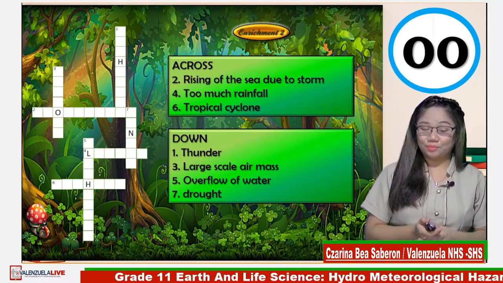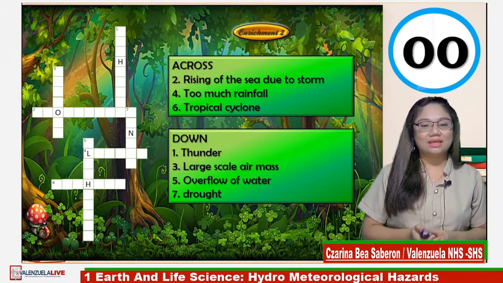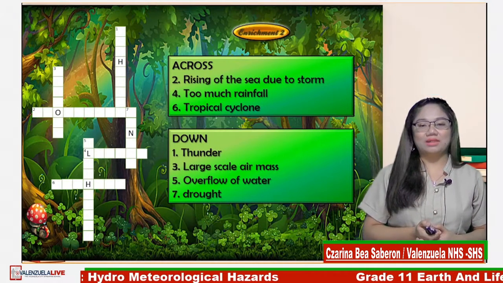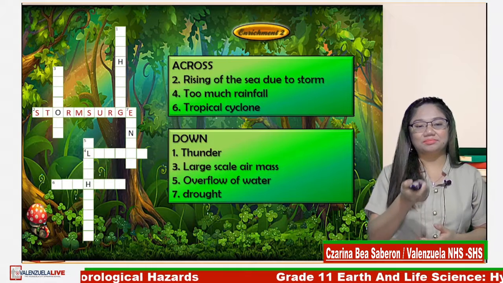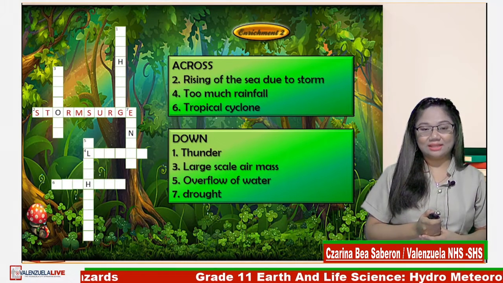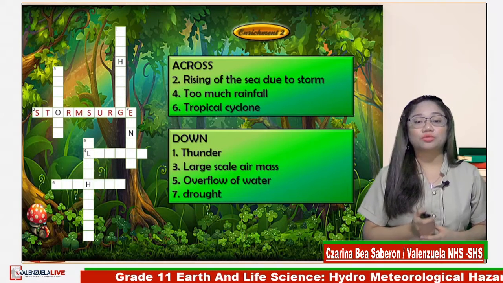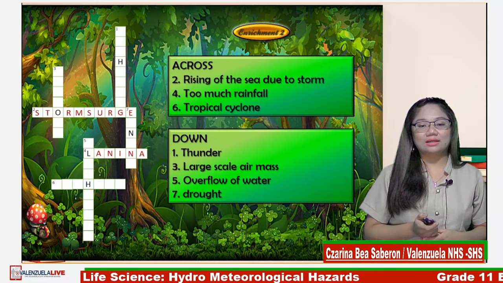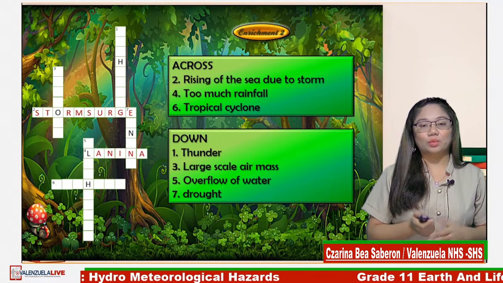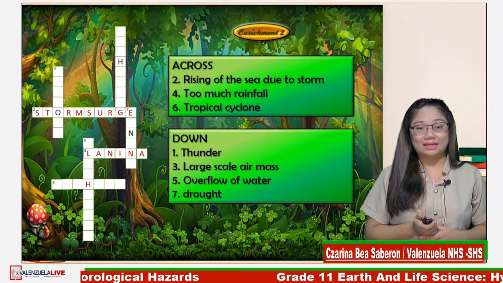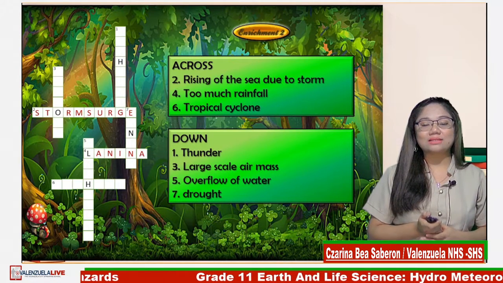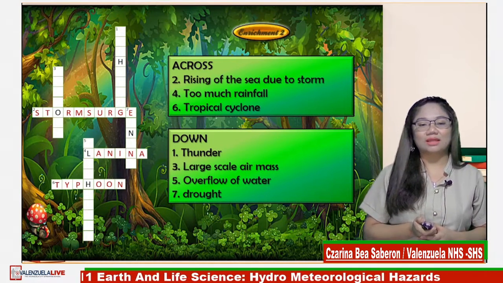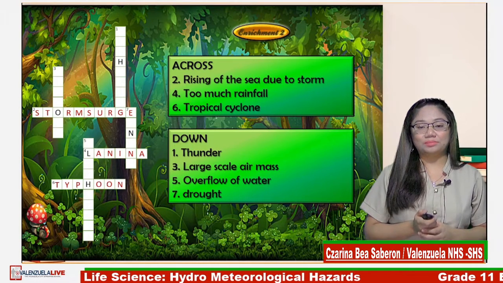So let's have the across section. Number 2, rising of the sea due to storm. What is being described by that? So that is storm surge. Next, number 4, too much rainfall. We denote that with La Nina. Next, tropical cyclone for number 6. Tropical cyclone, that is typhoon.